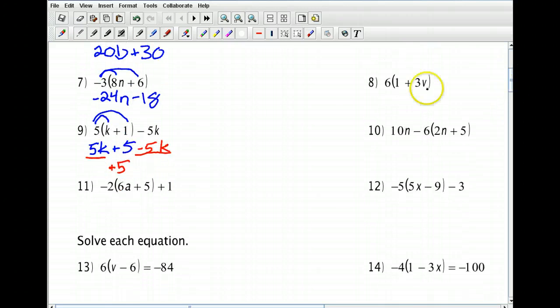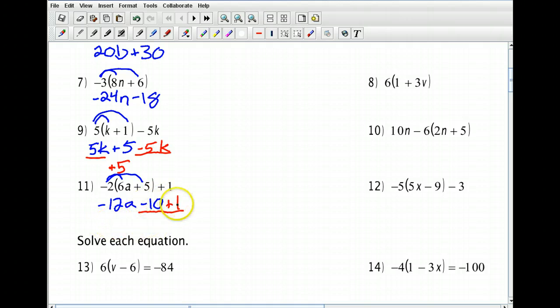Do 1 more. Negative 2 times 6a. And negative 2 times 5. And then bring down plus 1. What number is this right here? Negative 10. Good. Don't say 10. I don't want you to do 10 plus 1 and get 11. No. Negative 10 plus 1.